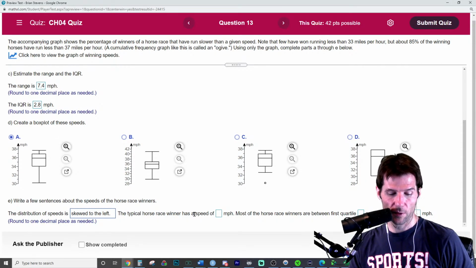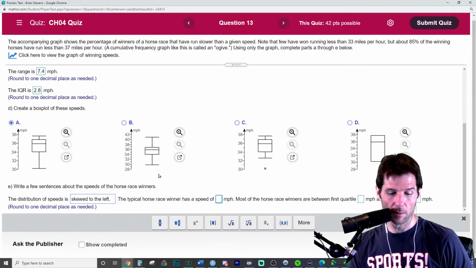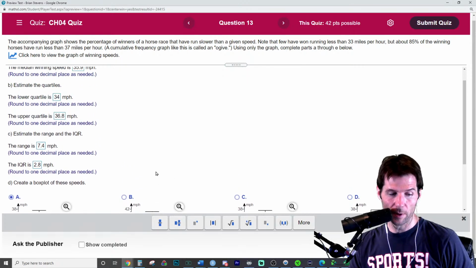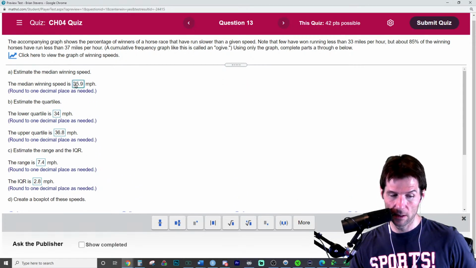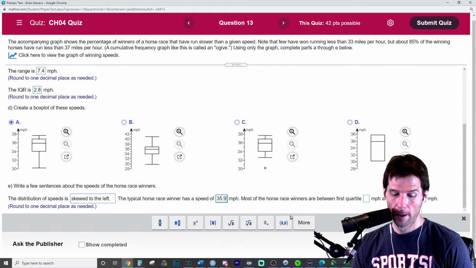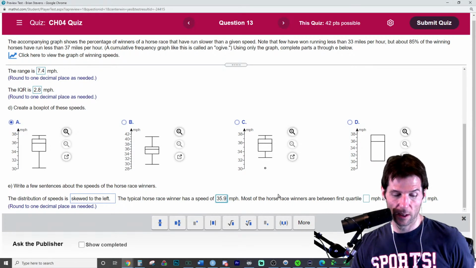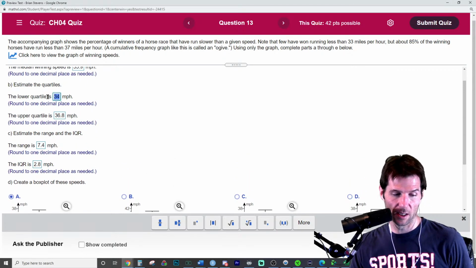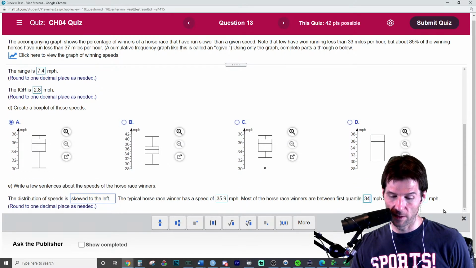The typical horse race has a speed of this. This is going to be the median because that's what we expect. So whatever the median is, don't give me any points off here. Most of the horse races were between the quantiles. So you're basically repeating answers now. 36.8 is the other answer.